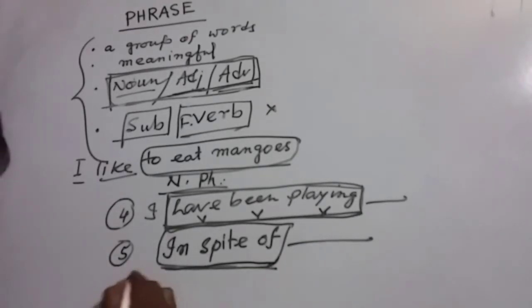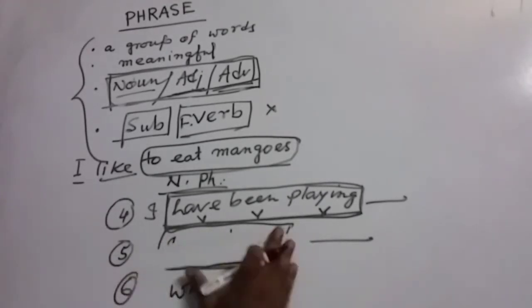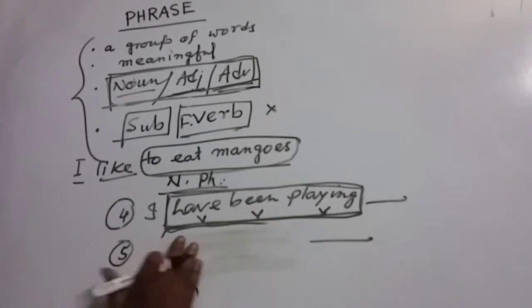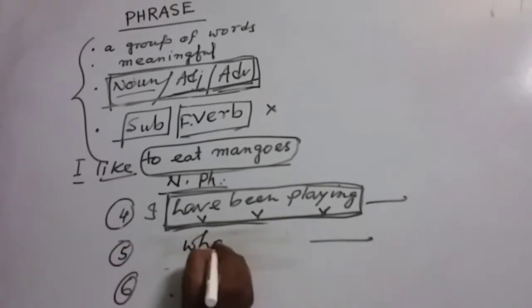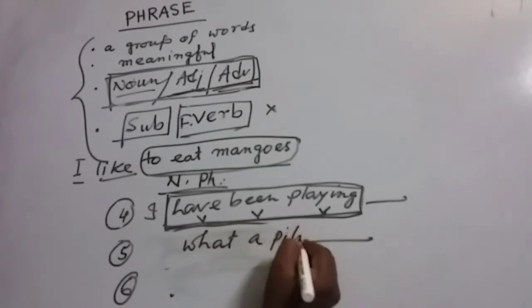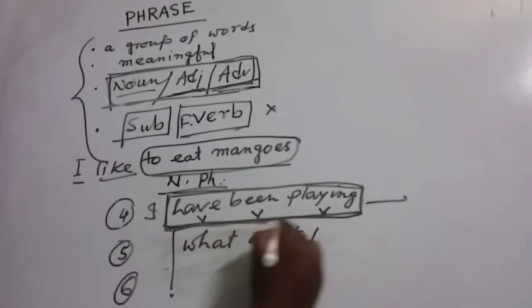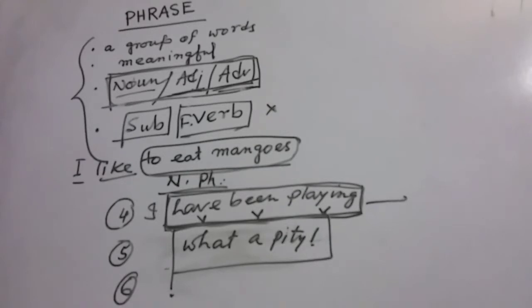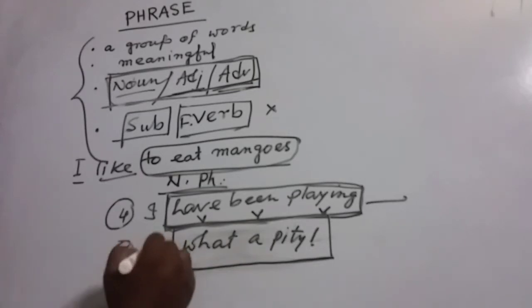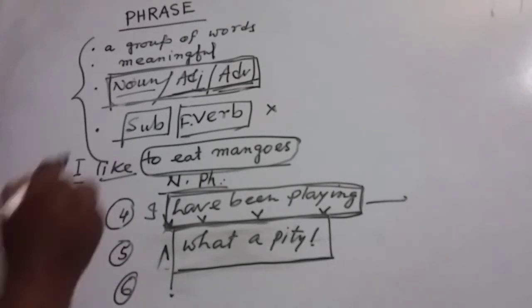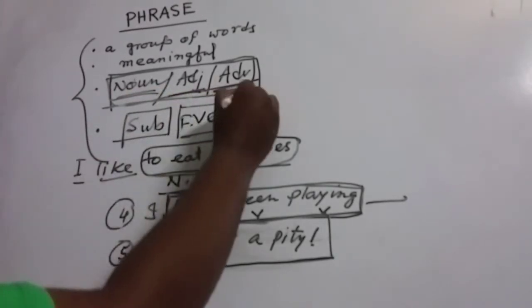Again, you can see this type of words in our language. That is, "What a pity." Look at this. "What a pity." Actually, my dear friends, these are interjections. And here it's a group of words, so it is called an interjection phrase. But the fact is that these are not so important. The only important thing is that we have to know noun phrase, adjective phrase, and adverbial phrase.